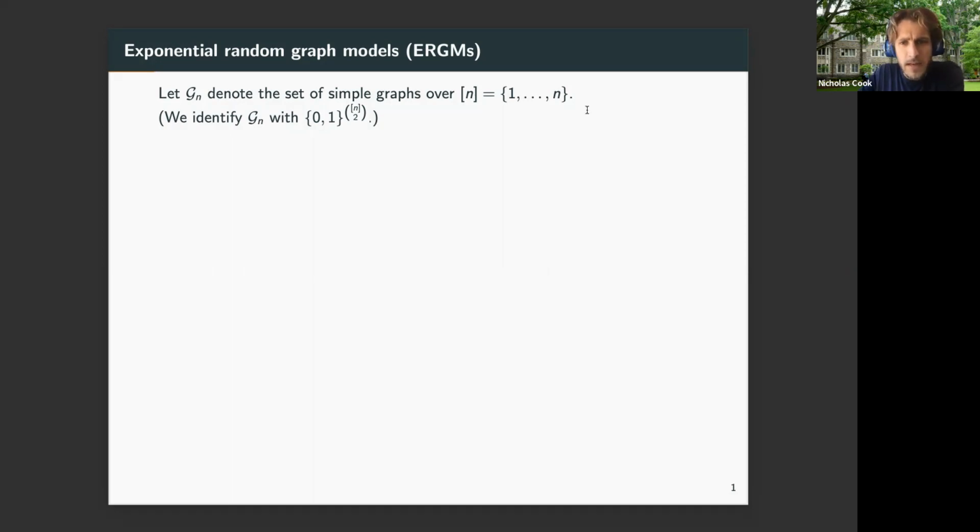So to fix some notation, I'll write script G_n for the set of all simple graphs over the labeled vertices 1 up to n. We'll often think about this as the discrete hypercube. You can identify a graph with a 0, 1 symmetric matrix where you have a 1 at pair ij if there's an edge between i and j and 0 otherwise. The notation will sort of abusively treat these like points in the hypercube or like matrices. But if it's ever confusing, you can stop and ask me.